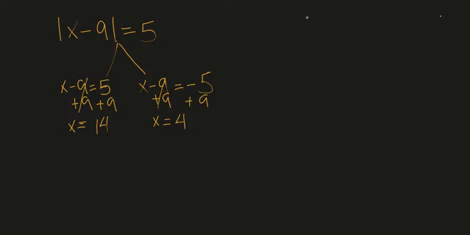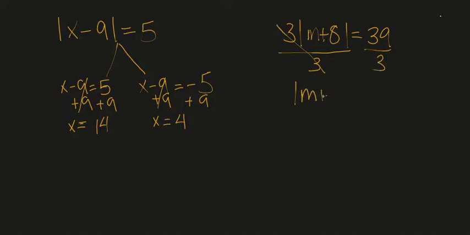The next question that we're going to be going over is 3 times the absolute value of m plus 8 equals 39. The first step here is to get the absolute value by itself. Notice we have a 3 multiplying on the outside. The way we get rid of this 3 is by dividing by 3 on both sides. On the left side, the 3's cancel, and we're left with the absolute value of m plus 8 equals, and on the right side, 39 divided by 3 is going to be 13.